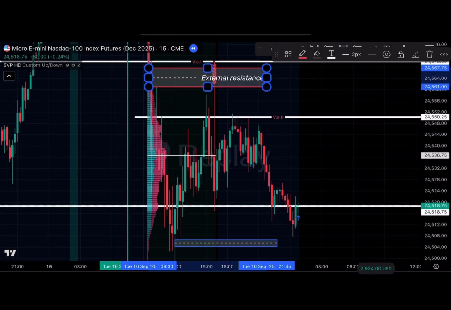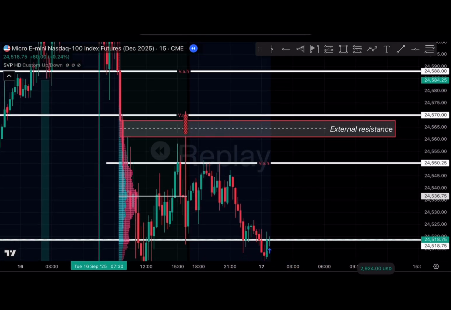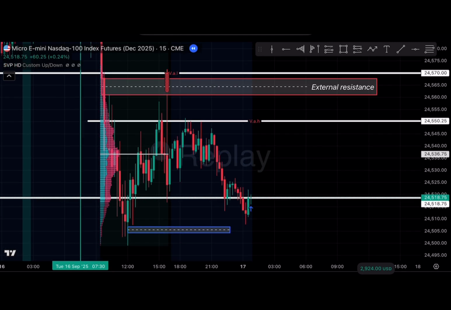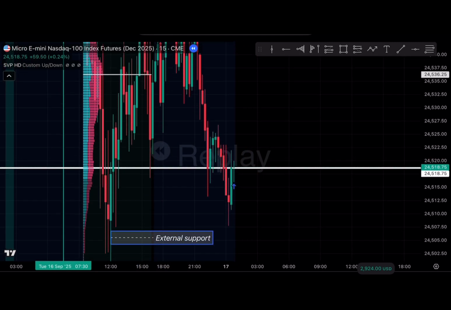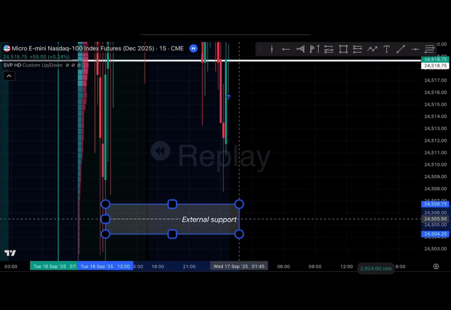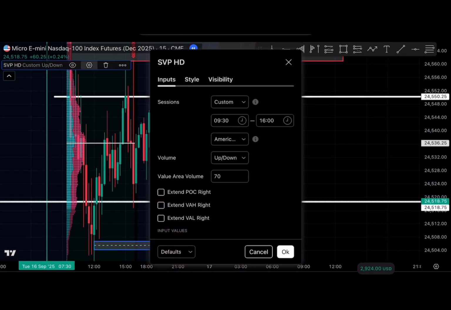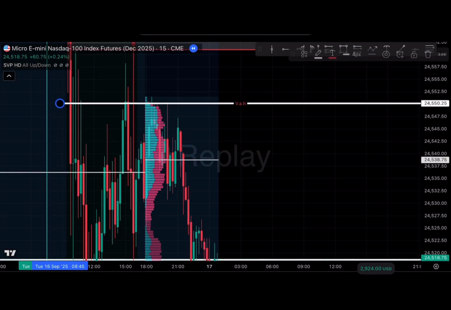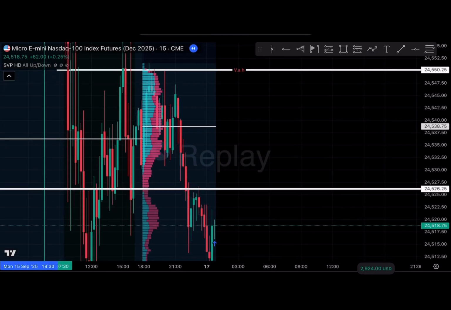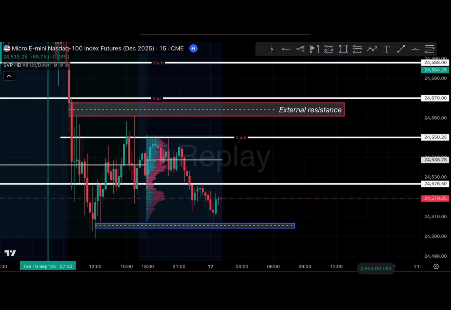Let's see. But this is definitely the current resistance or external range. Let's say that this was still present. So load up the regular volume profile, get my profile. Value area high is almost at the same spot. Value area low. So it's now my entry window, 1 a.m.